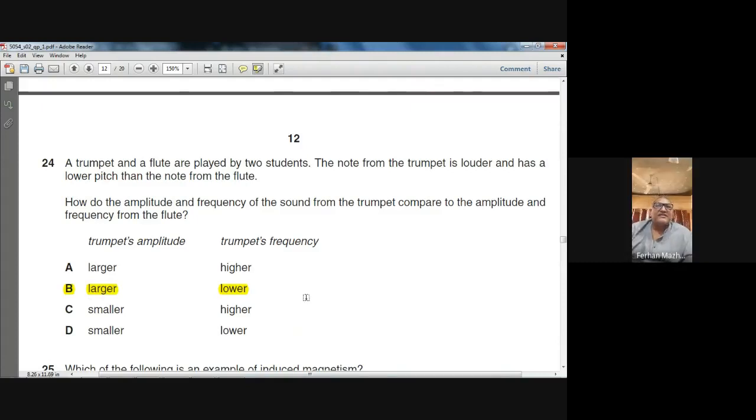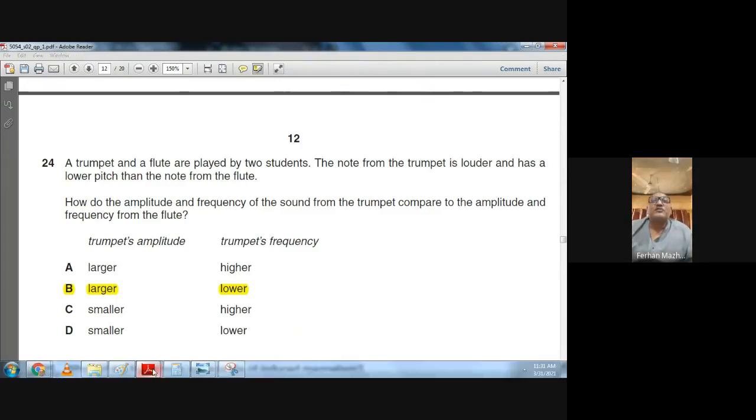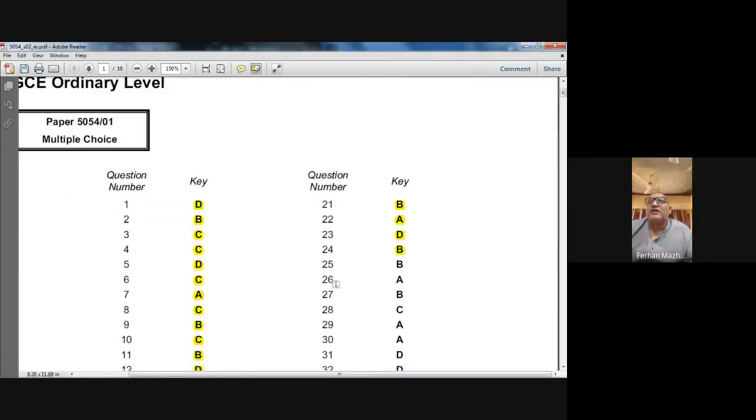The trumpet is loud, so its amplitude will be larger. And it's low pitch, so its frequency will be lower. So B looks the good answer to me. Question number 24. Oh, B is the right answer.